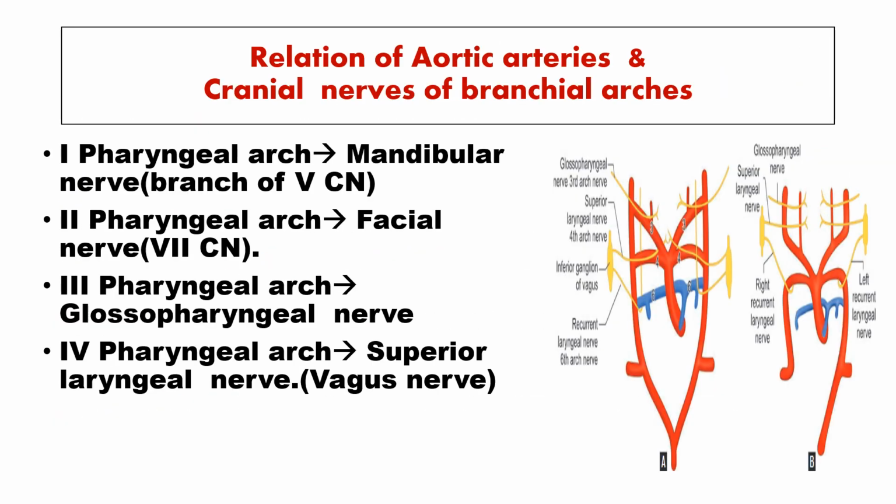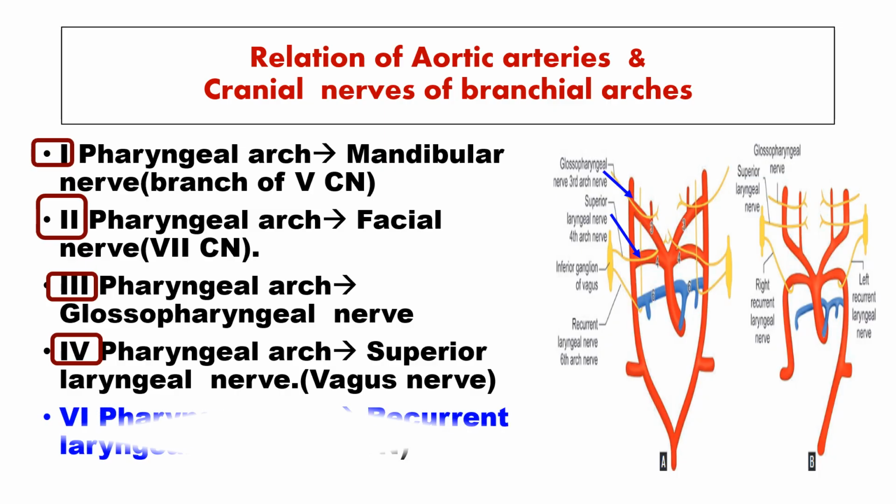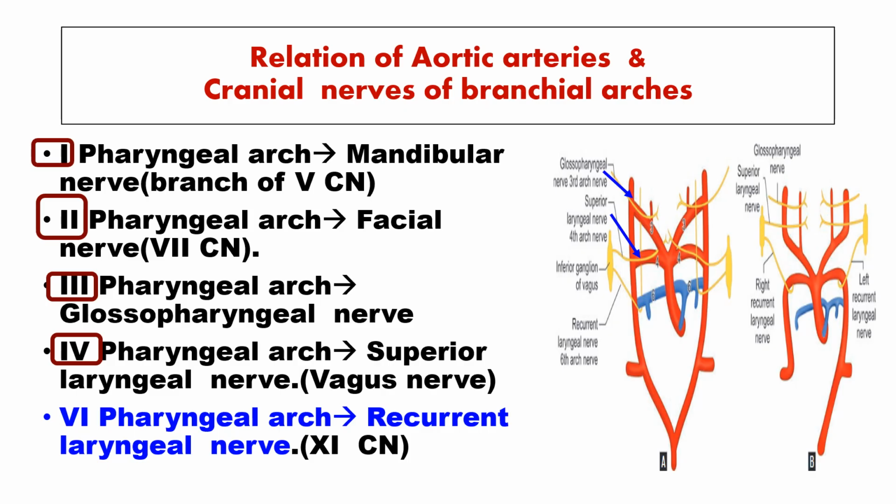Relation of aortic arch arteries to the cranial nerves of the branchial arches. The first pharyngeal arch, branchial arch, is supplied by the mandibular nerve. The second pharyngeal arch is supplied by the facial nerve. The third pharyngeal arch is supplied by the glossopharyngeal nerve. The fourth pharyngeal arch is supplied by the superior laryngeal nerve, and they are closely related to the corresponding aortic arch arteries. The sixth pharyngeal arch is supplied by the recurrent laryngeal nerve.